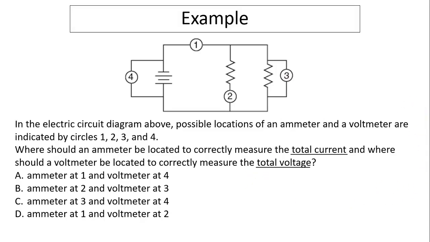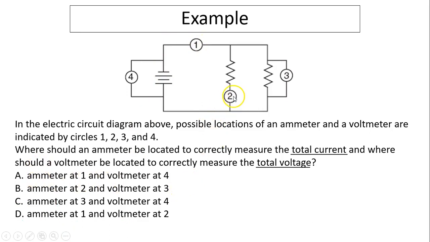Example. In the electric circuit diagram above, possible locations for an ammeter and voltmeter are indicated by the circles 1, 2, 3, and 4. Where should an ammeter be located to correctly measure the total current? And where should a voltmeter be located to correctly measure the total voltage? Total current is the current passing the battery, so you have to place the ammeter next to the battery. Same thing to measure the total voltage, you place the voltmeter next to the battery, outside, parallel to the battery, and this one is inside next to the battery. So the answer is 1 and 4.